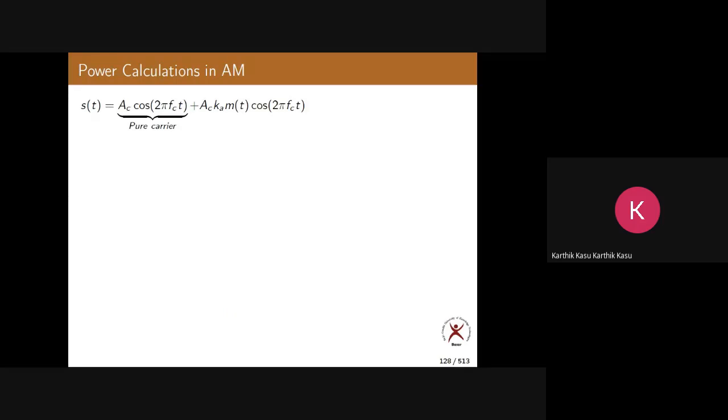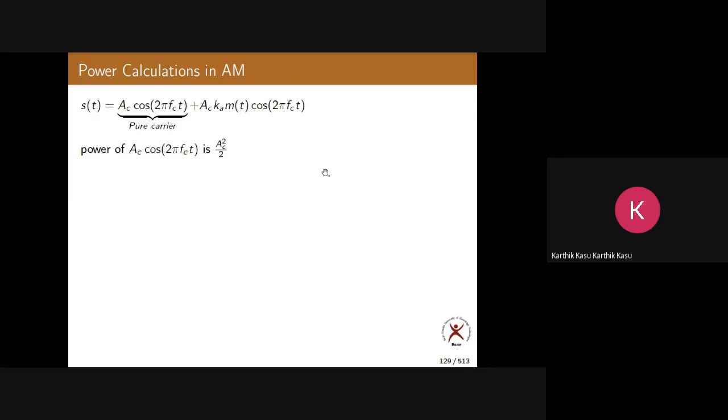So one more thing is power calculations in AM. So this is the AM equation, correct? Now, power calculation means we have to find out what is the power of this S of t. So let us take the power of this carrier. What will the power of this carrier be? Amplitude square by 2.